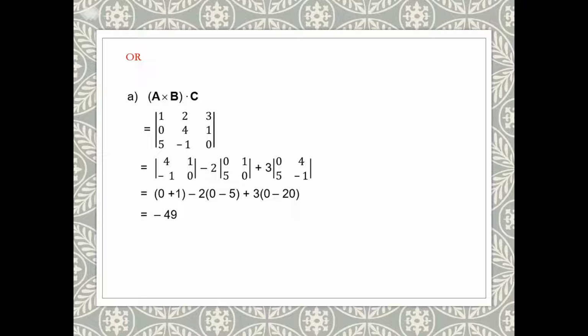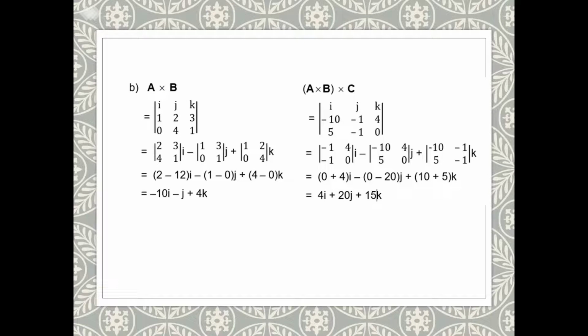Another way to evaluate the triple scalar product is by solving the determinant of order 3, in which the component of vector A is in the first row, the component of vector B in the second row, and the component of vector C in the third row. You should be able to get the same answer.